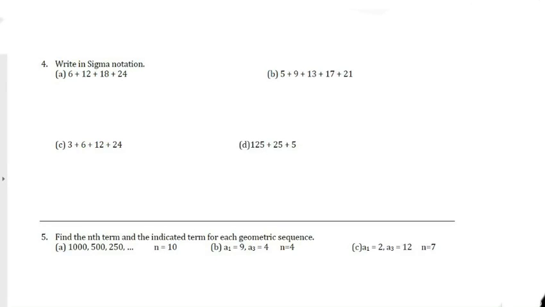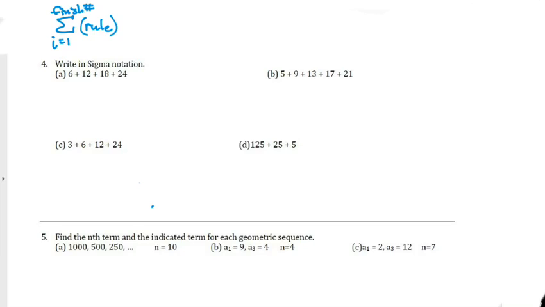Okay, if we're going to write something in sigma notation, whoops, I just erased it. If we're going to write a series in sigma notation, you need to have a rule. And then on the outside, you're going to have your sigma. You're going to have something that you start with, like i equals 1, and then you have to have a finishing number. I'm going to call this the finish number. Okay, that sounds good.